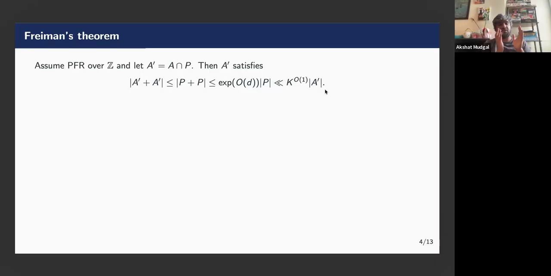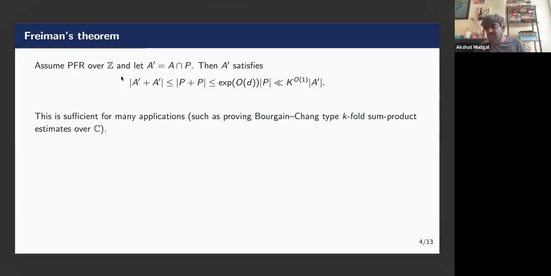So now I started with a hypothesis that A plus A is less than K times A. And as a structural conclusion, I get that a large subset of my set has doubling at most K to the power 100, let's say. This is still conjectural, by the way. I'm assuming polynomial Freiman-Ruzsa. We don't know this unconditionally. And in particular, this is quite nice. So already for applications such as proving Bourgain-Chang type estimates, sum-product estimates over C, this is already enough. This polynomial loss is good enough for us to do a lot of applications.